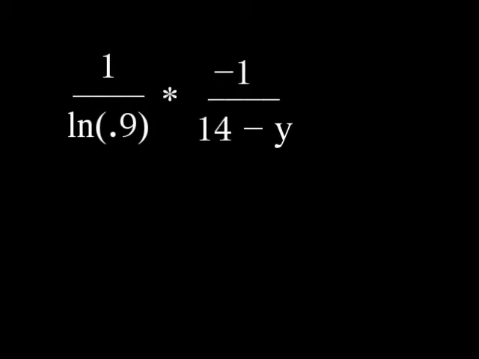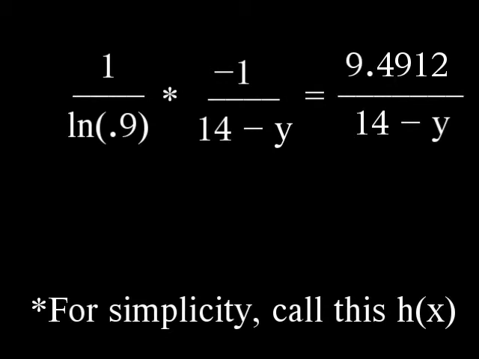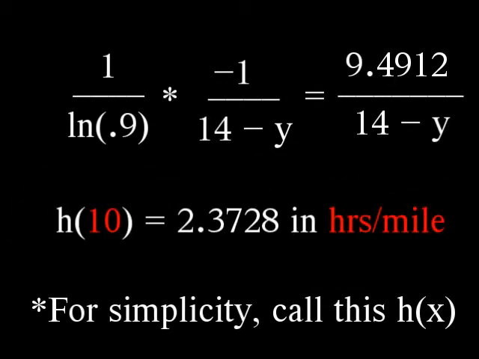Next, we take the first term, 1 over natural log of 0.9, and multiply it by the newly differentiated term. This will equal 9.4912 over 14 minus y, and substituting 10 for y, we get the dx dy value of 2.372 units, which will be in hours per mile.